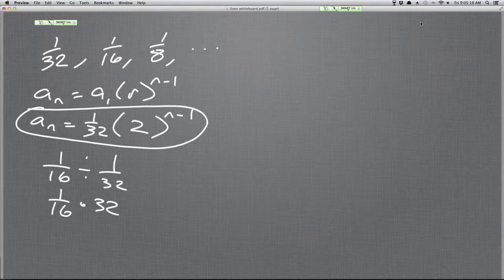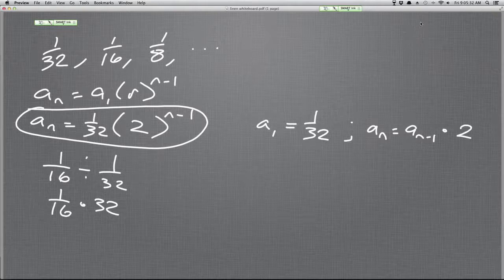For the recursive, I had to start out with a sub 1. And then I need a sub n equals a sub n minus 1 times what? In this case, r, which is 2. Times 2, and there's my recursive form.